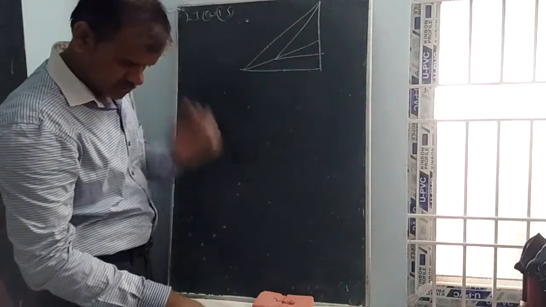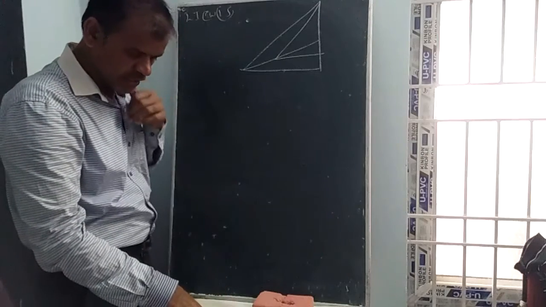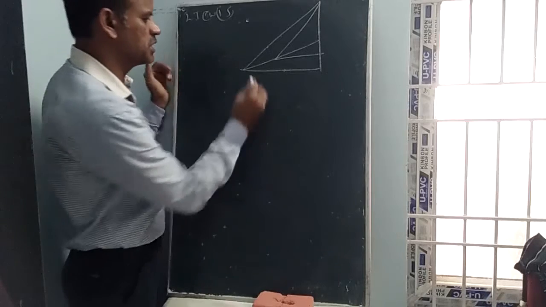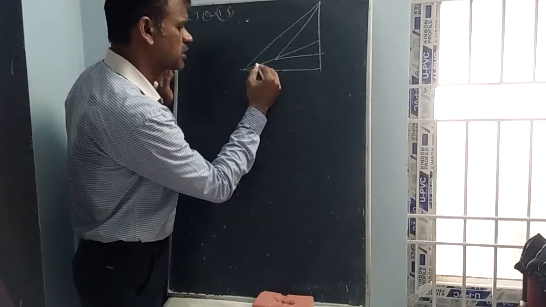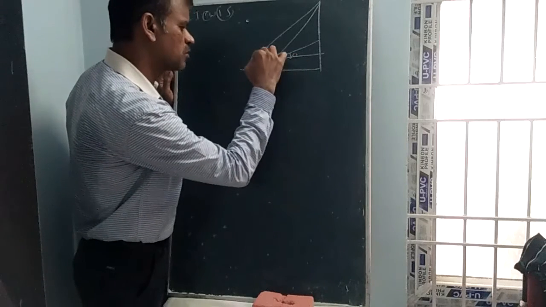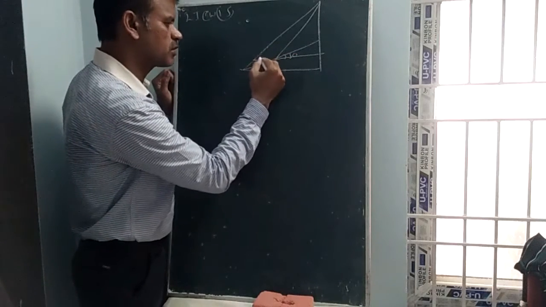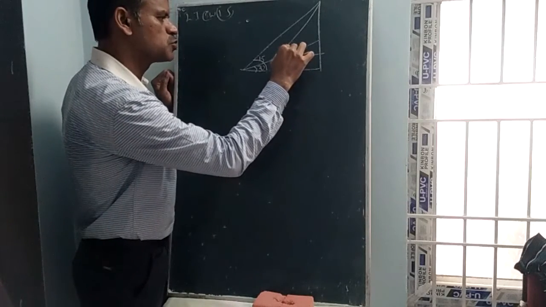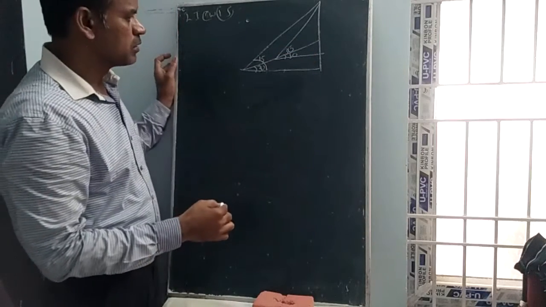Like this, 30 degrees to the horizontal. At a distance of 20 meters, the angle of elevation of the top of the tower is observed to be 60 degrees. So the slant angle is 30 degrees, here also 30 degrees, total became 45. Given 45, so this is 15. Here the total angle is 60 degrees, so it is 30 degrees.